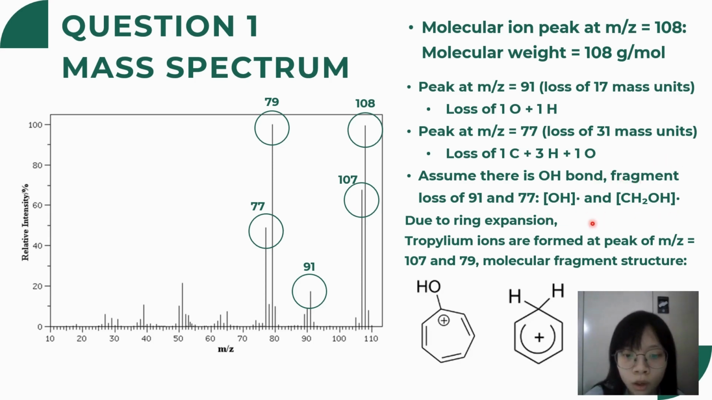For the other two peaks at mass to charge ratio of 107 and 79, they are both tropylium ions formed due to ring expansion. So we can see the structure of the tropylium ions.